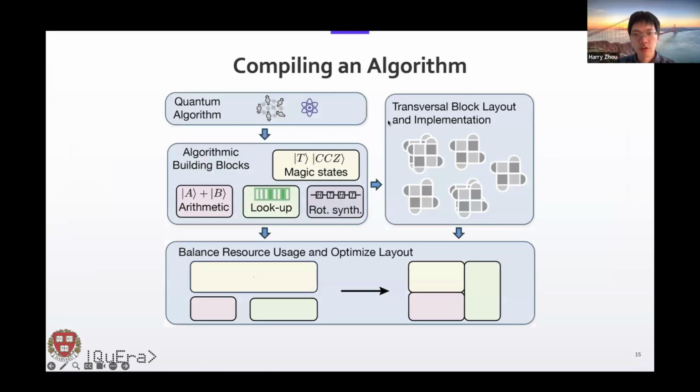So to compile an algorithm, we take the initial algorithm that we're interested in and break it down into algorithmic building blocks, such as arithmetic or table lookups, rotation synthesis, and magic state preparation. For each of these, we lay out a transversal block implementation such that we can efficiently implement it. With all of these gadgets, they become a parameterized model based on the parameters of your algorithmic compilation, and we can then balance the resource usage and optimize the layout in order to get the final result.